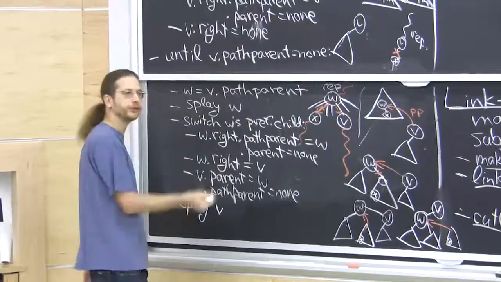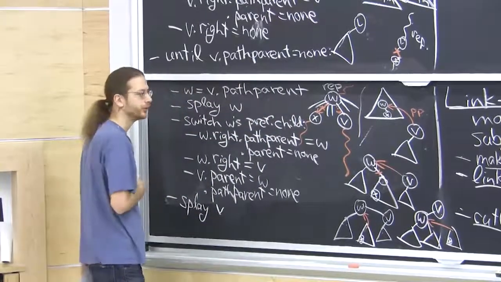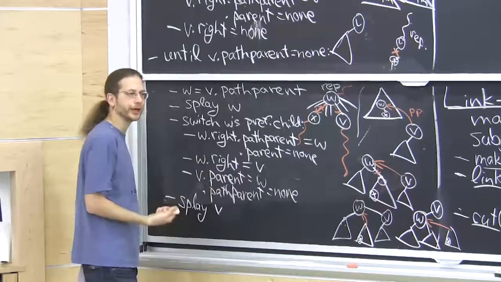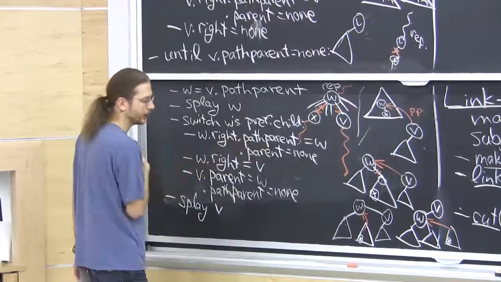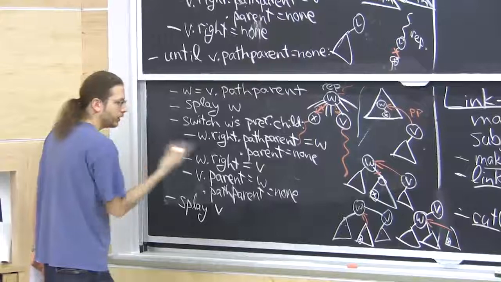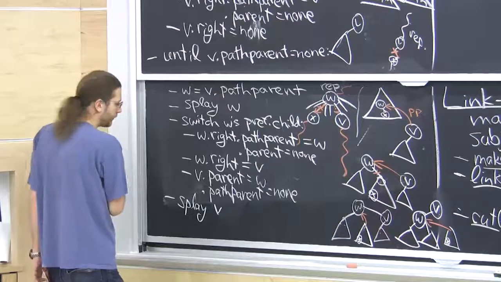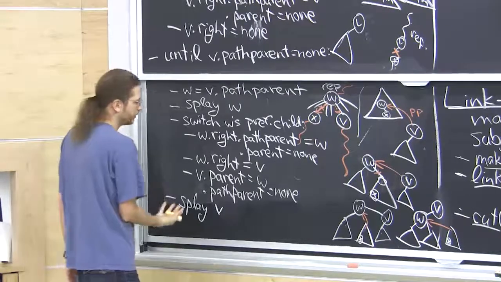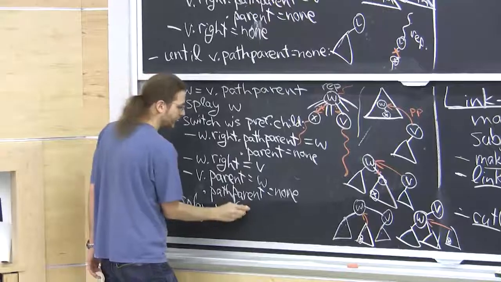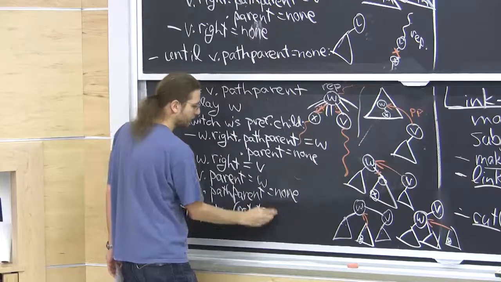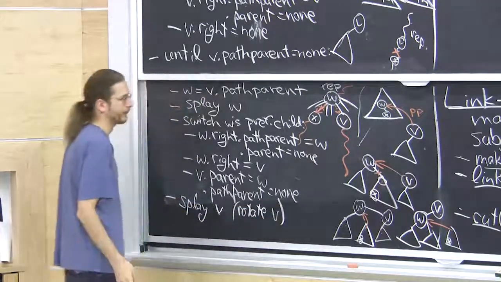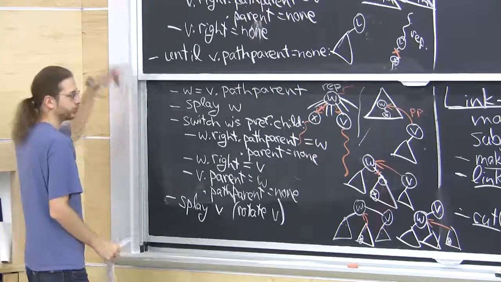But we want V to eventually end up to be the very, very root. So I'd like to make V the root again after I did this concatenation. And so there you go. You can think of this as a second splay if you want, or as a rotation. Either way. And now we're going to loop.